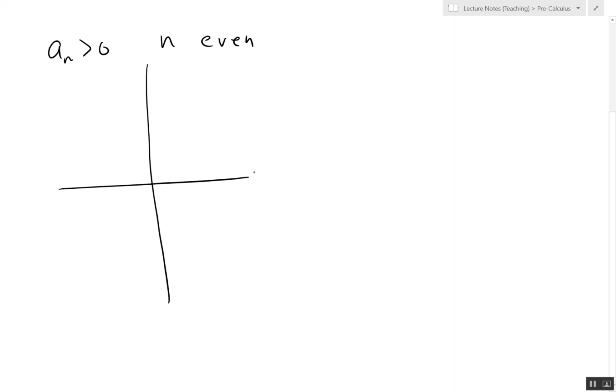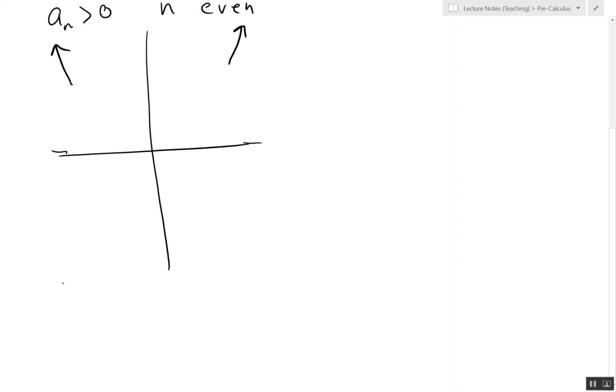So let's look at a_n greater than 0 and n even. For those functions, what goes on in the middle doesn't matter. End behavior talks about what happens as x gets really large, goes to infinity, or x gets really small, goes to negative infinity. For this type of function, they will go up to the right and up to the left.